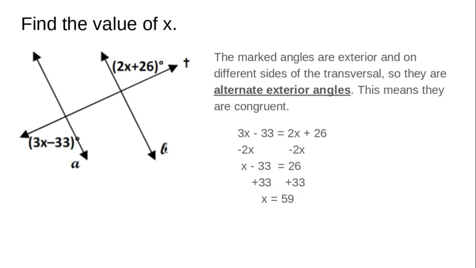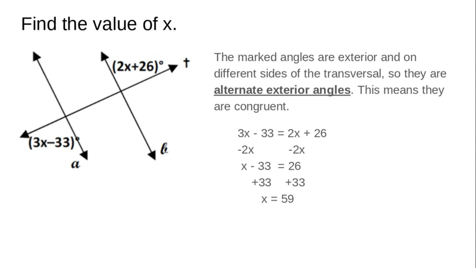And then this one, if you take a look at what we have marked, 3x minus 33 and 2x plus 26, they are outside of the parallel lines. A and B are our parallel lines here. So these are exterior. One is below and one is above, so they are on alternate sides, so alternate exterior angles. That means they're congruent. So 3x minus 33 has to have the same measure or be equal to 2x plus 26. That's where I got this line.